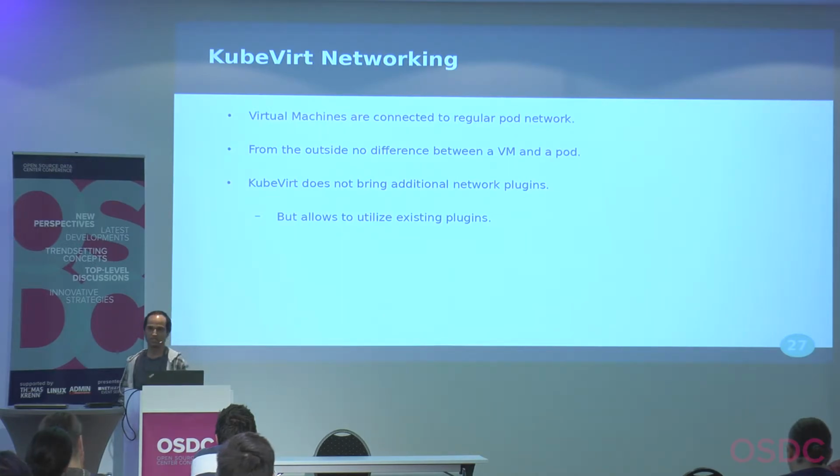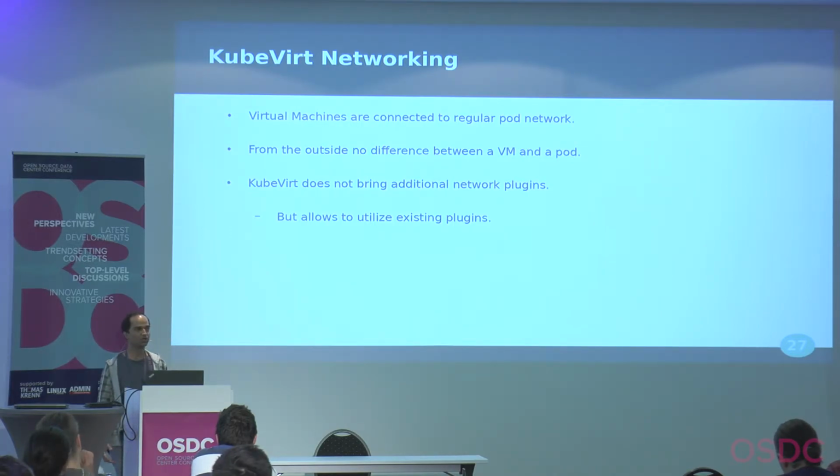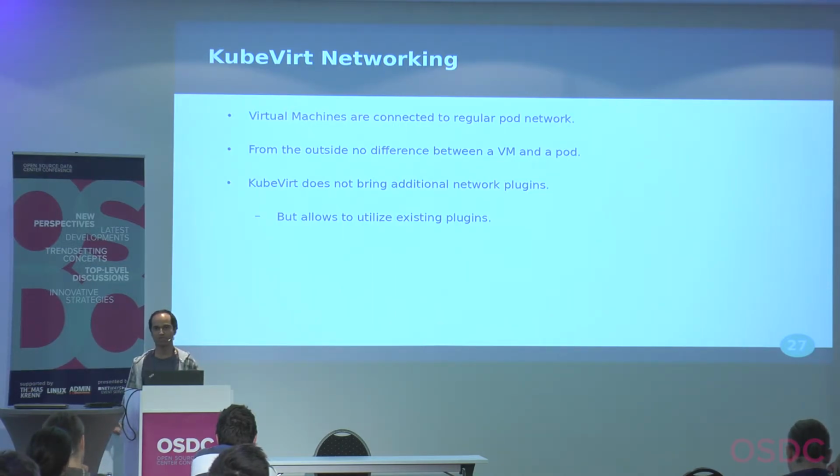As I was mentioning, if interfaces and networks are omitted, then the virtual machines are connected to the regular pod network. So what happens here is the virtual machine would own the pod's MAC address and IP address, and the pod's MAC address is randomized, and the IP address is deleted. From the outside, there would be no difference between a VM and a pod. KubeVirt does not bring in any additional networking plugins, but it makes use of various existing plugins like the OVS CNI plugin and the Multus CNI plugin. And of course, there could be other plugins as well.